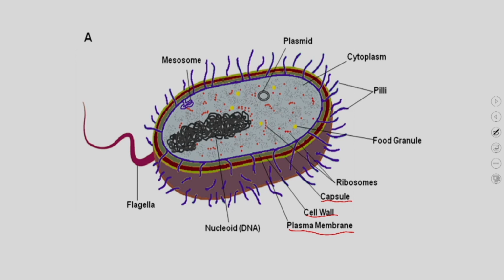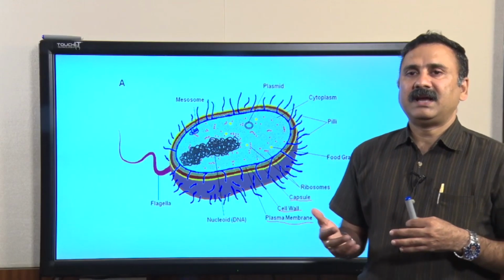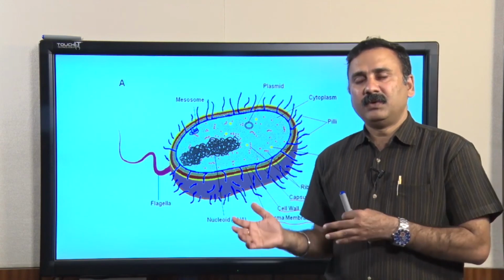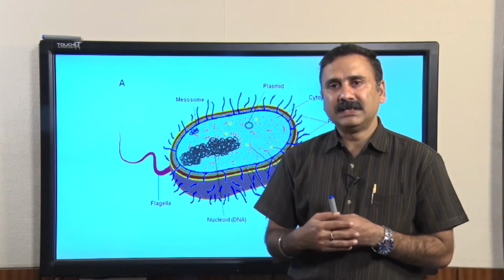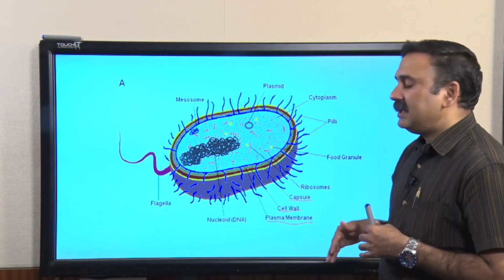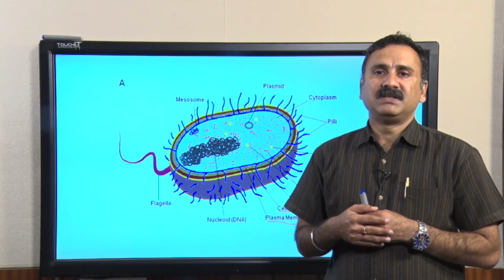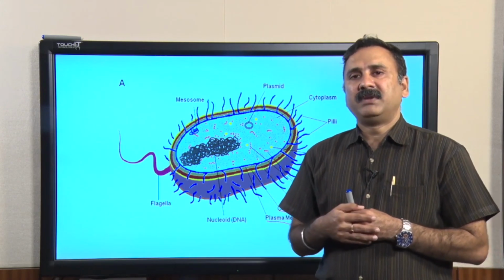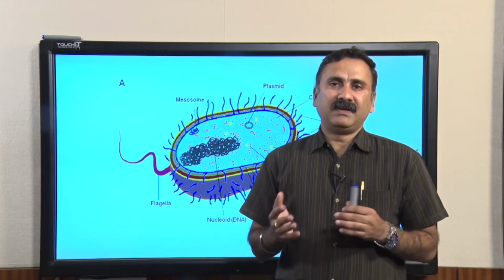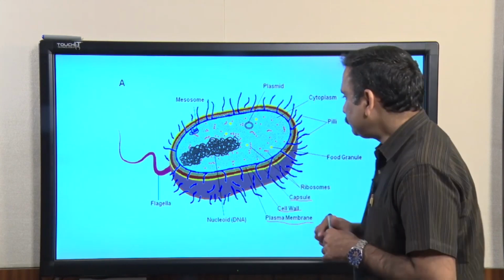The capsule is made up of polysaccharides and it is impermeable to water, whereas the cell wall is made up of different types of lipids as well as different types of material that we are going to discuss in a subsequent slide. The plasma membrane is a typical plasma membrane. It is a semi permeable membrane present inside, and it is made up of lipids as well as proteins.